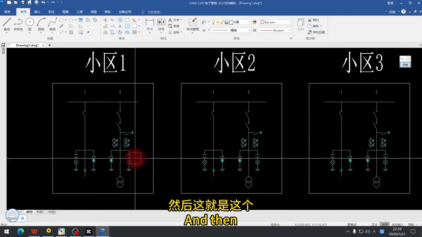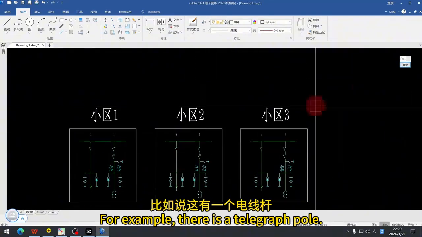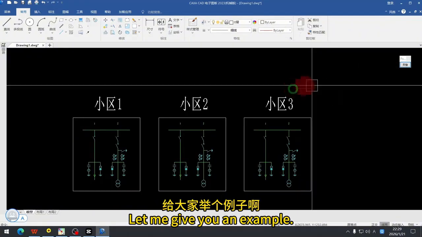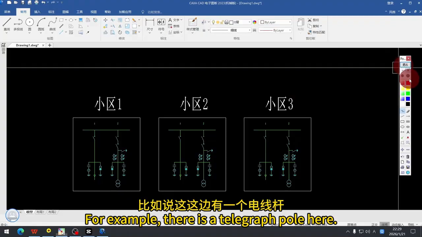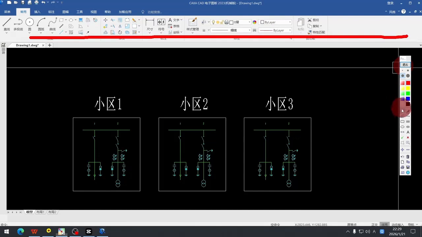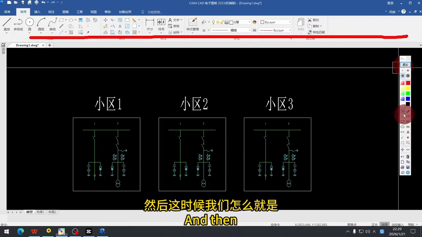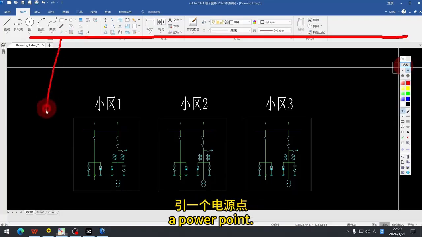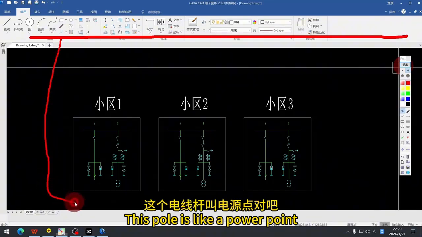And then, for example, there is a telegraph pole. Let me give you an example. There is a telegraph pole here. This red line means a telegraph pole. And then, look, I'll lead a wire out of the pole. This pole is like a power point.